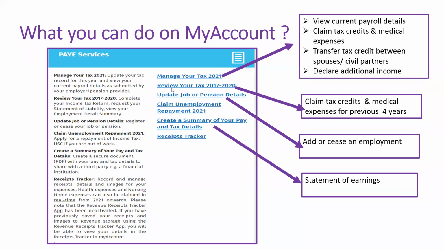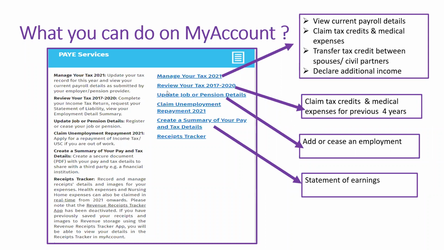The next menu that's available here is to review your taxes from 2017 to 2020. So you can always review your taxes for the current year and the previous 4 years. So in this menu here, you can claim tax credits and medical expenses for the previous 4 years if you haven't subsequently claimed them. And if it's a case that you do get a refund, Revenue will issue you with a refund as a result of the additional tax credits and medical expenses you may be claiming.